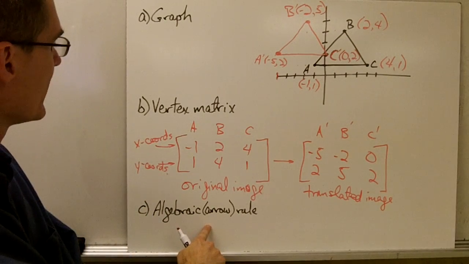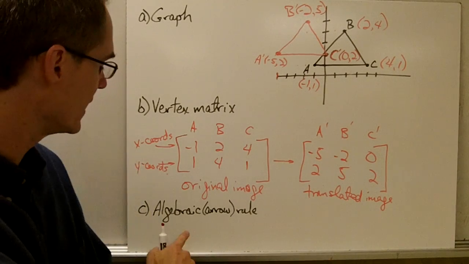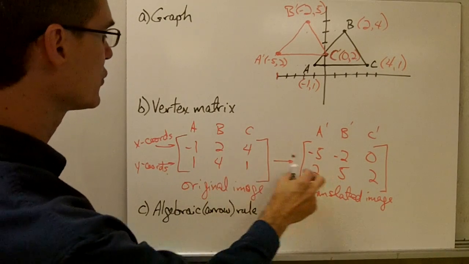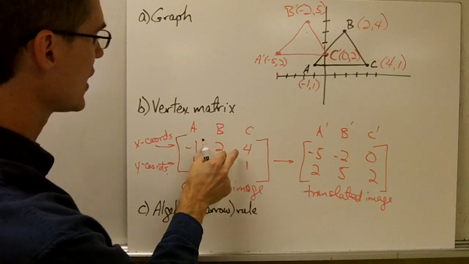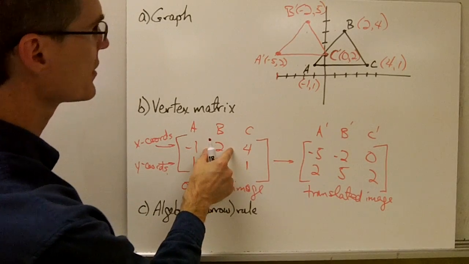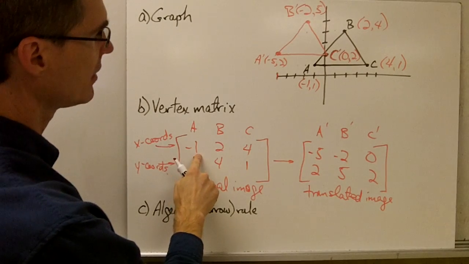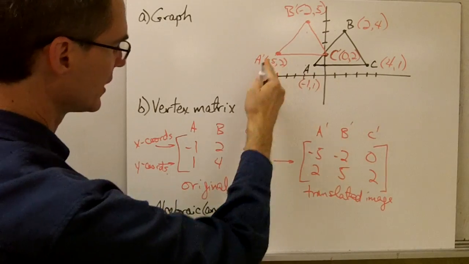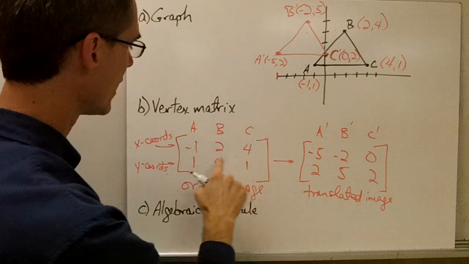Now finally, I have one more way that I want to represent this translation, and that's using something we call the algebraic rule or the arrow rule. Now you may have noticed when you look at this translation with the vertex matrices, that to change my original x-coordinates into my translated x-coordinates, since we are sliding our image to the left 4 units, all of my x-coordinates move to the left. When they move to the left 4 units, that's equivalent to subtracting 4 from each one of my x-coordinates.